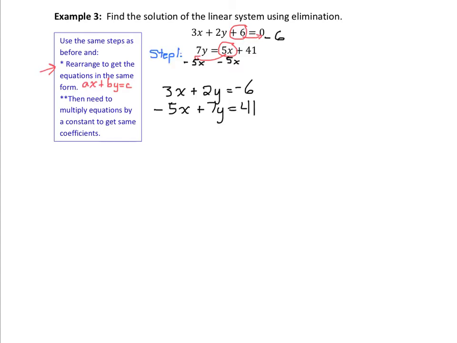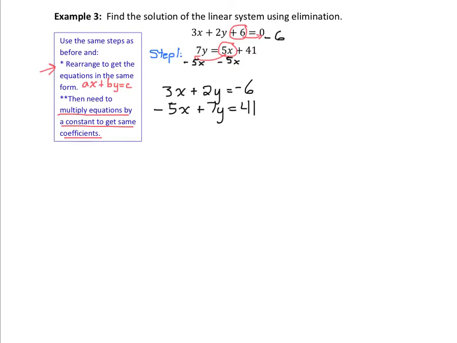So now that we have our equations so that the columns are lined up with like terms, we can go ahead and identify the variable that we want to eliminate. We see that our x terms have a negative 5 and a 3, so not the same numbers, and our y's have a 2 and a 7 in front of them, so also not the same coefficients. So we need to get these equations to have the same coefficients by multiplying the equations, one or both of them, by a constant to get the same coefficients in front of one of the variables.